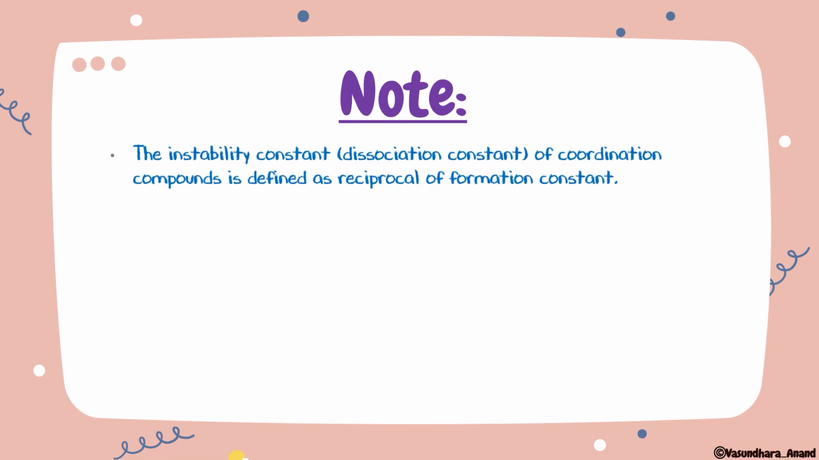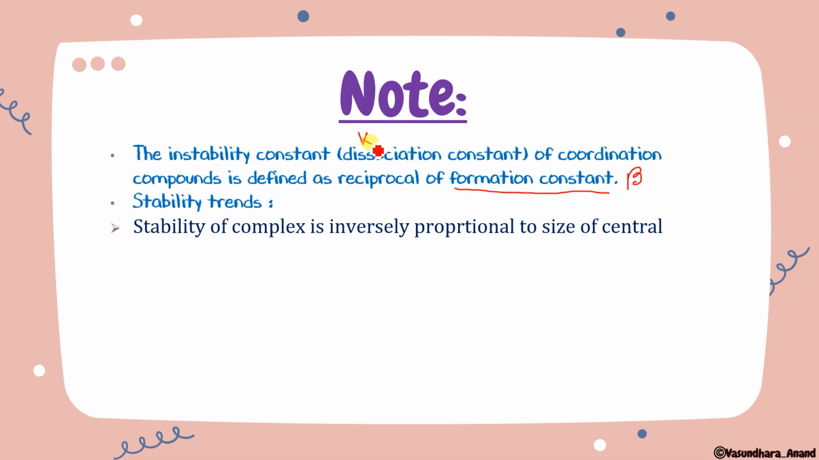Now note, the instability constant is also called the dissociation constant. The instability constant of a coordination compound is defined as the reciprocal of the formation constant. The formation constant is generally denoted as beta, and the dissociation constant will be denoted as K. So there are stability trends: the stability of a complex is inversely proportional to the size of the central atom. If the central metal atom has a bigger size, the stability will be less; with a smaller size, the stability will be more. Second, stability is directly proportional to the basicity of the ligand.